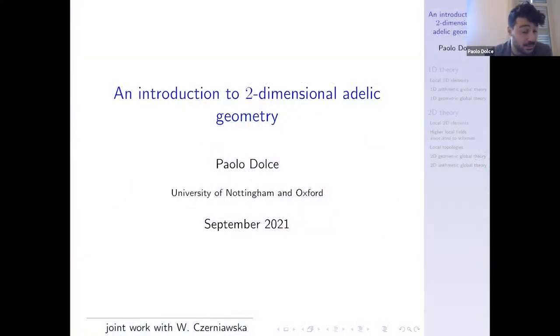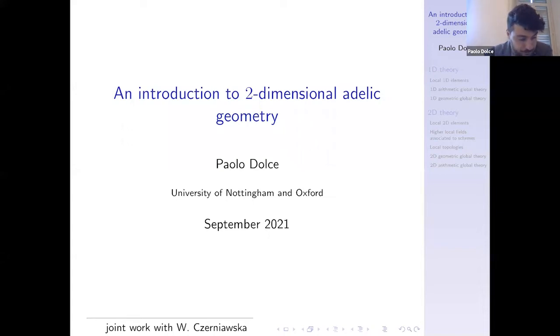So I was saying that this is an introduction to two-dimensional adeles. My talk is linked to Ivan's talk, Fesenko's talk that he gave yesterday. So Fesenko gave an overview of the theory and also the application of the theory. I will give a basic introduction to the subject. I'll try to construct the objects.